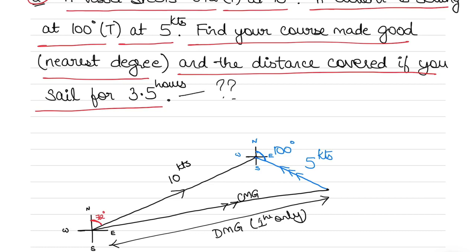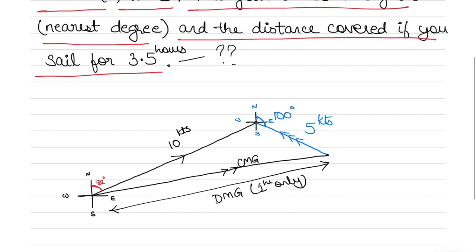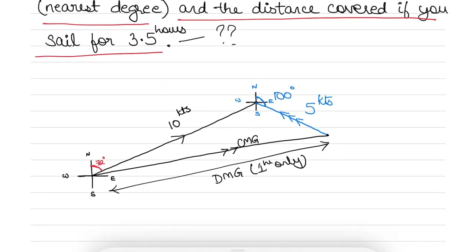All right, but before we do that, let's understand this triangle here. So this triangle, I have explained how the 72 degrees is measured and how 100 degrees is measured, and the black line with the single arrow denotes 10 knots, and the blue line with triple arrows denotes 5 knots. All right, so now let's see what else we can find out.